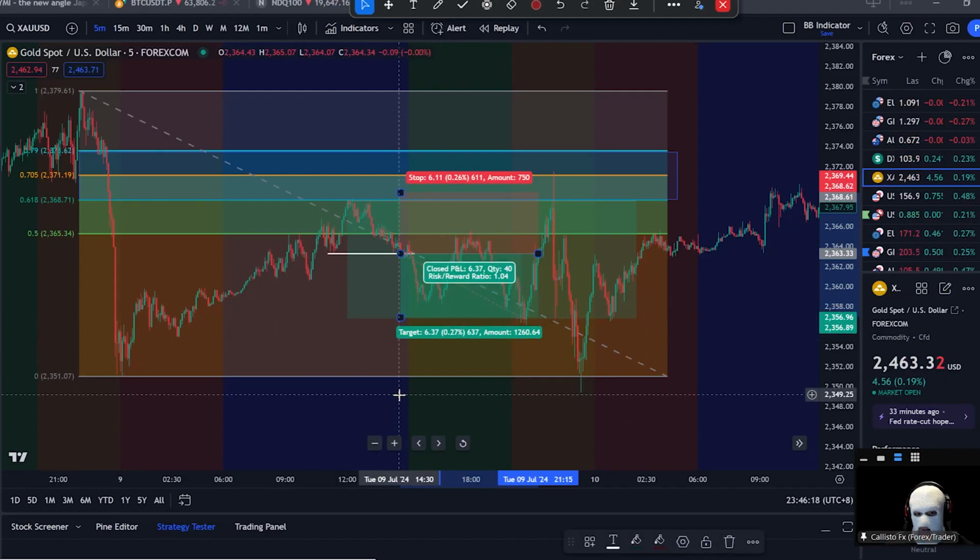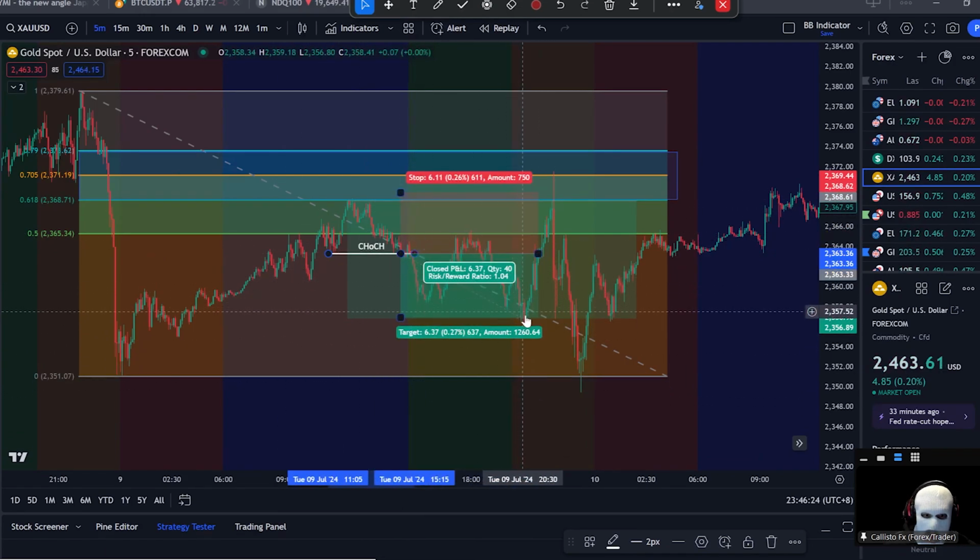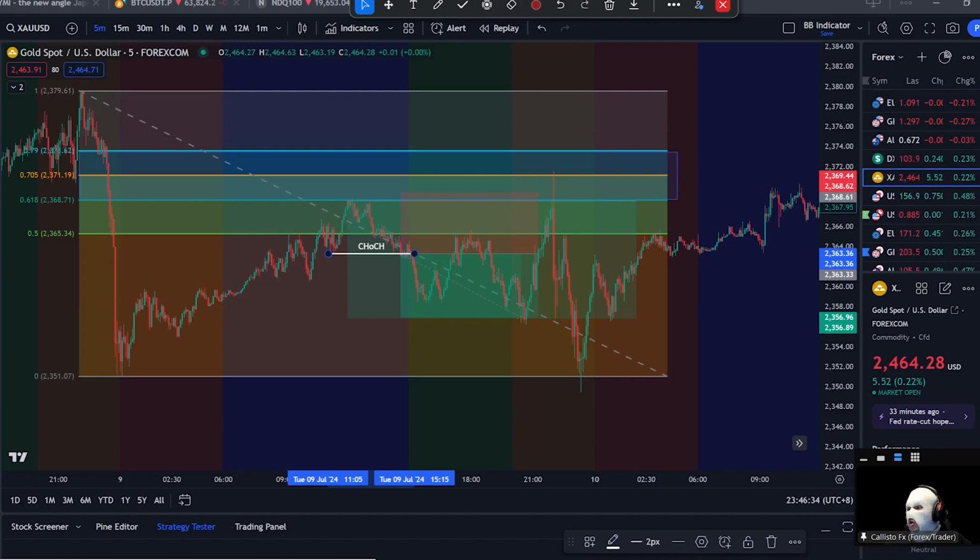Done. Same thing. Change of character found. Executed. Smashed it. Hi Nick, for gold, do we need to use split positions for further risk management with this? Oh yes, you actually can. And how can you actually do that? Have one position at the 0.618, another position at the 0.705, the last position at the 0.79. You can split your risk and then your full SL all the way up here.